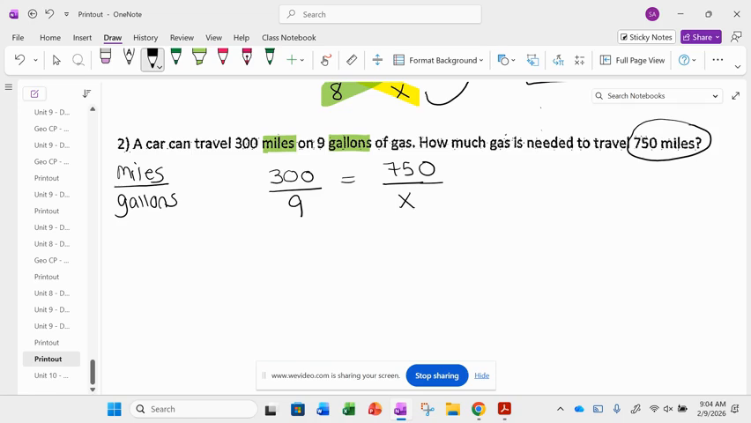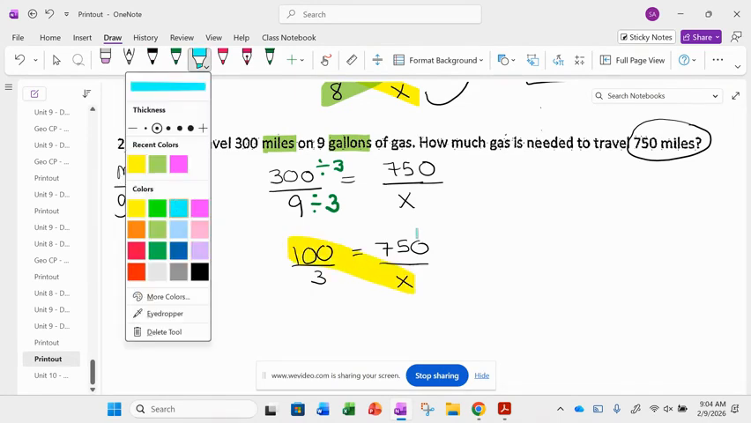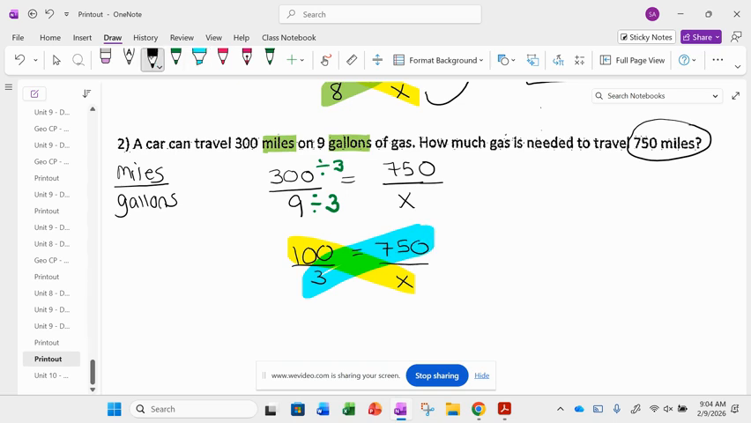Before I cross multiply, does anybody see anything I can do? Yeah, we can divide 300 by 3. So we end up with 100 over 3 is equal to 750 over x. And now we cross multiply. So when I cross multiply, I get 100 times x is equal to 3 times 750.